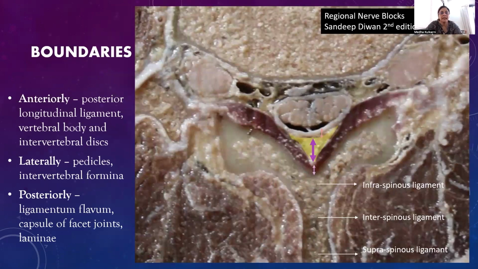So coming to the boundaries, anteriorly, the epidural space is bounded by the posterior longitudinal ligament, the vertebral body and the intervertebral discs, laterally by the pedicles and the intervertebral foramen, and posteriorly, which is particularly our area of interest, by the ligamentum flavum, the capsule of the facet joints, and the laminae. So this epidural space is a triangular space, and preceding that, from the skin you encounter the supraspinous ligament, the interspinous ligament, the infraspinous ligament, to finally reach the ligamentum flavum, and this gives us the loss of resistance to enter the epidural space.